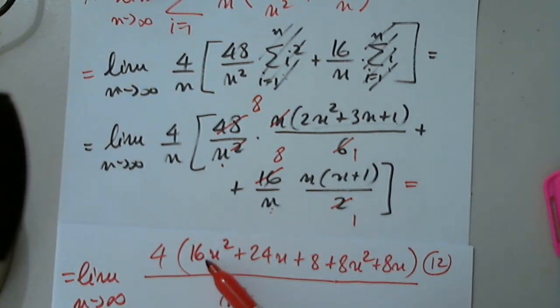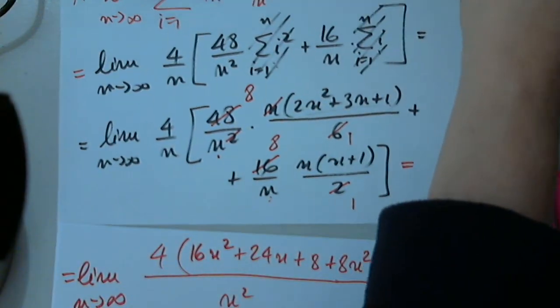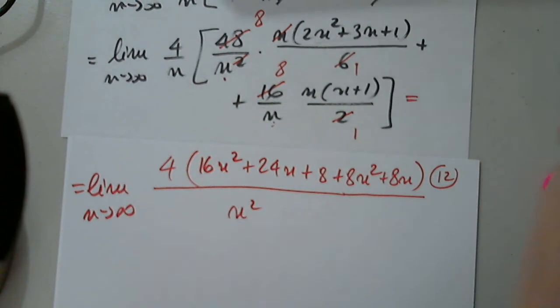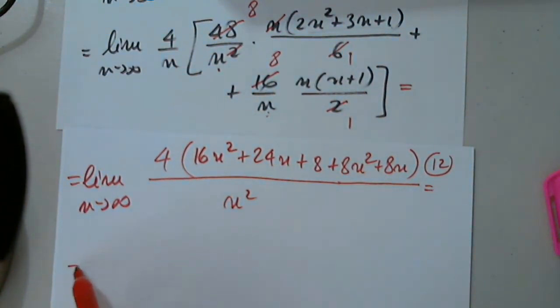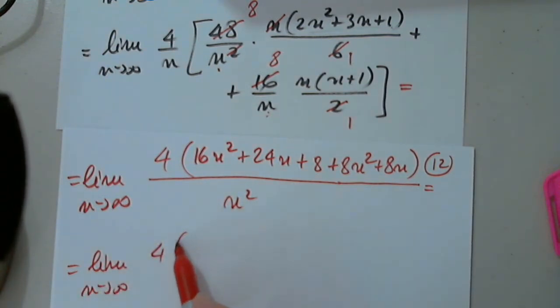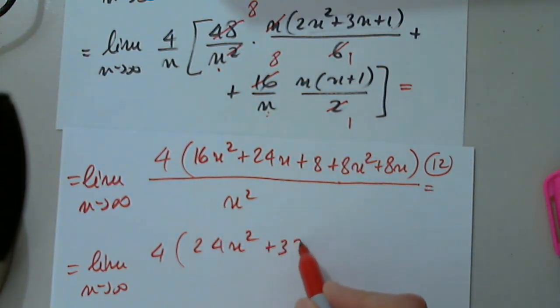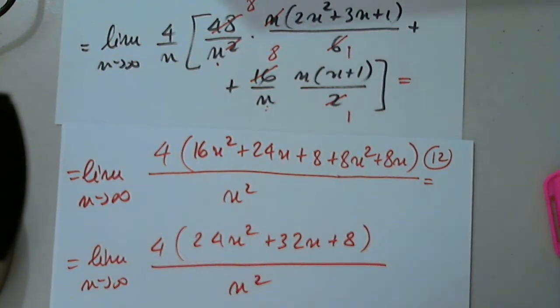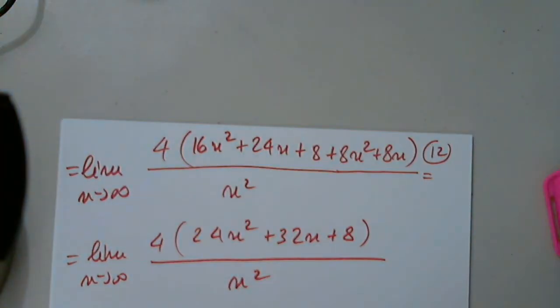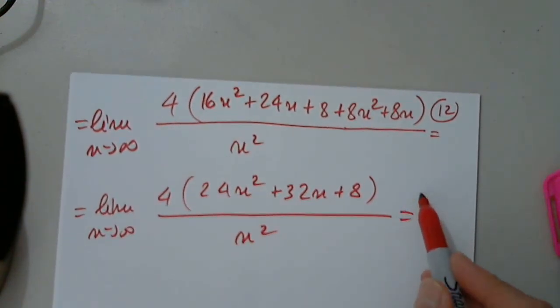I already know the answer. It's 4 times 16, which is not 64, but 48. But let's say we don't see that. There is one here. So it's 24 times 4. Okay, so let's not rush. I'm rushing. So 24n squared, 24 plus 8 is 32n plus 8. And we know that when we apply the limit, we get infinity over infinity.